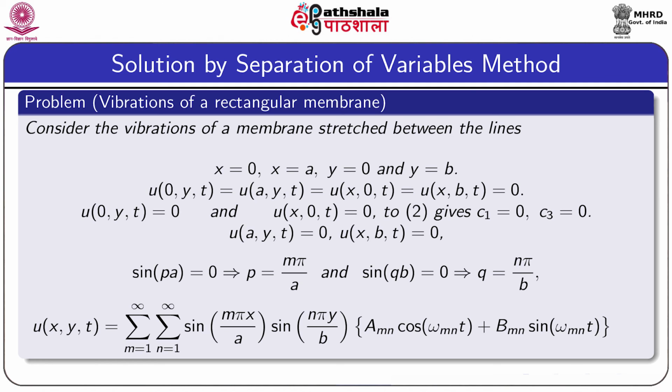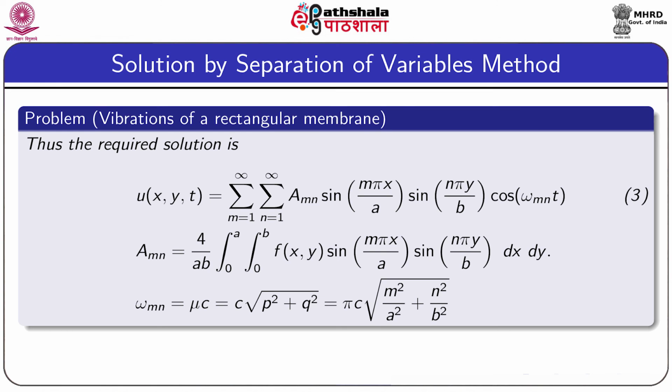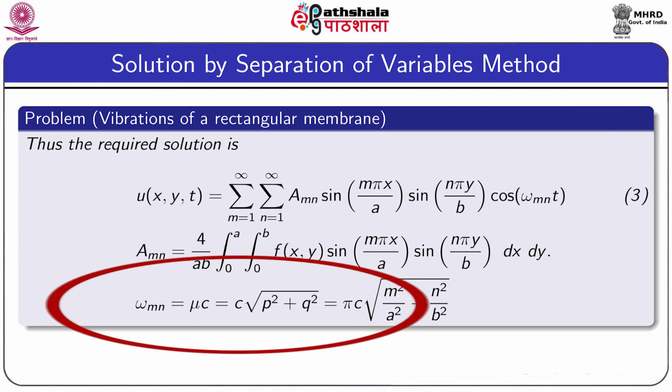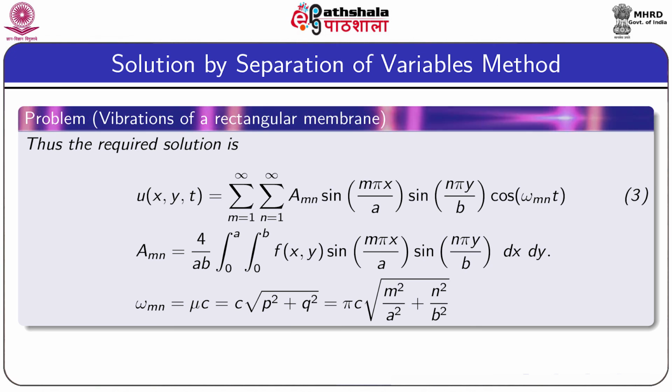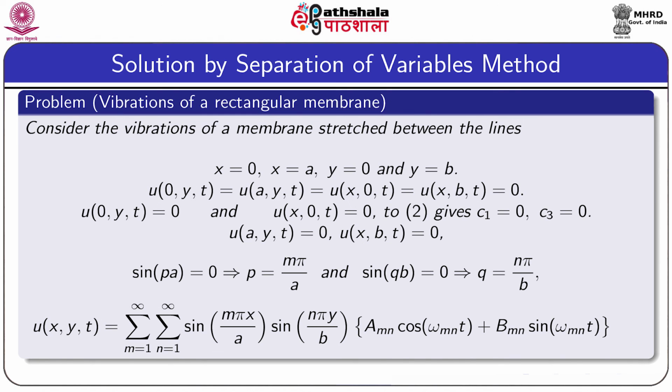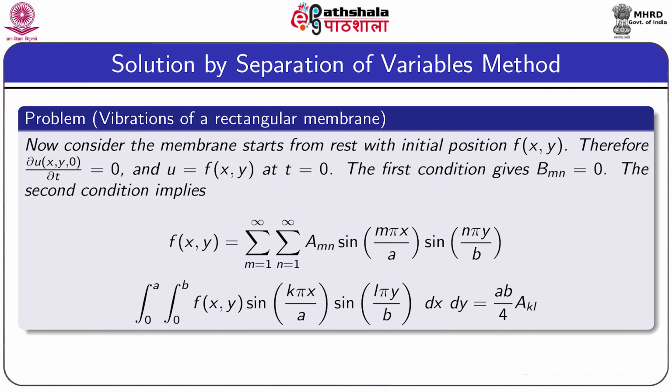and the value of ω is given by μc, which is equal to c into square root of p square plus q square. So, that equals πc into square root of m²/a² plus n²/b². Now, in this solution, the constants A_mn and B_mn are to be determined, and the values of these constants can be obtained using the other conditions.